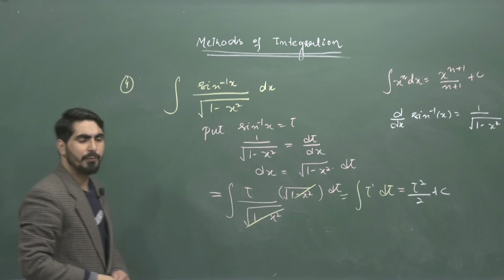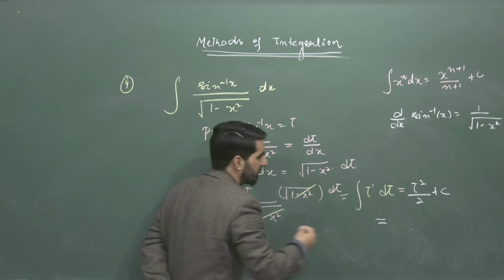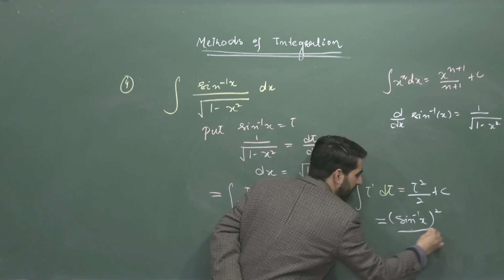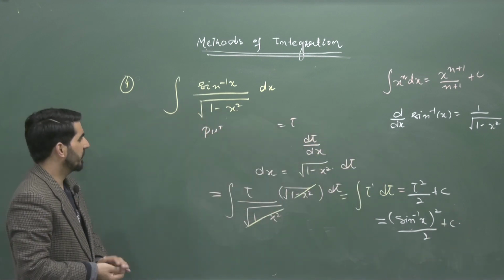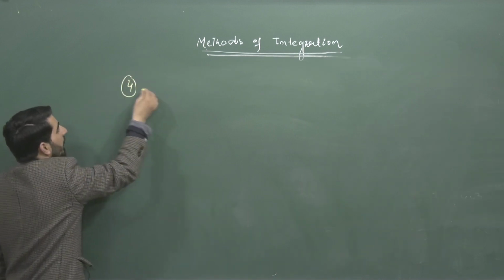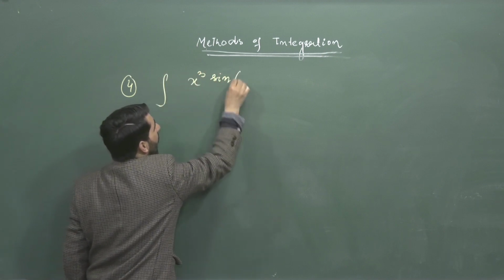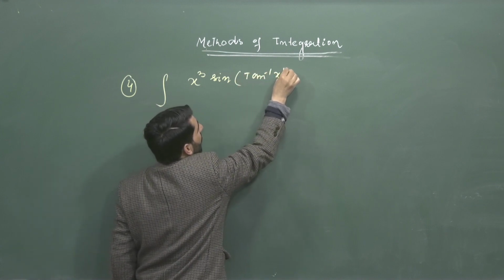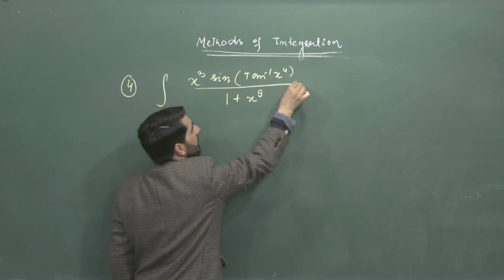So replacing the value of t, where t is sin inverse of x, we get sin inverse of x power 2 divided by 2 plus c. This will be the integral of this function. Let us do another question. Integrate x cube sin of tan inverse of x raised to power 4 divided by 1 plus x raised to power 8 dx.